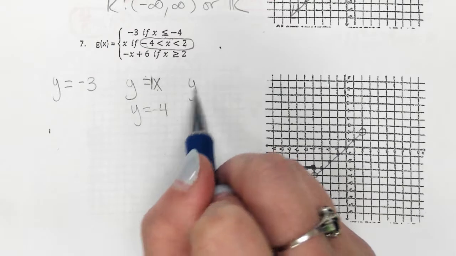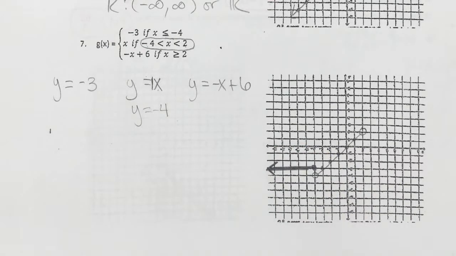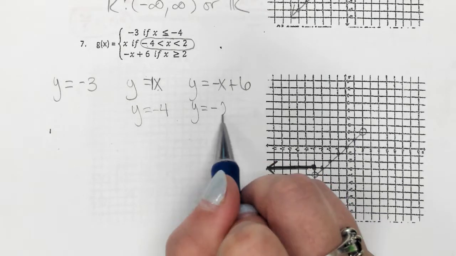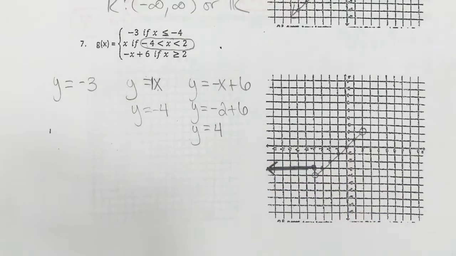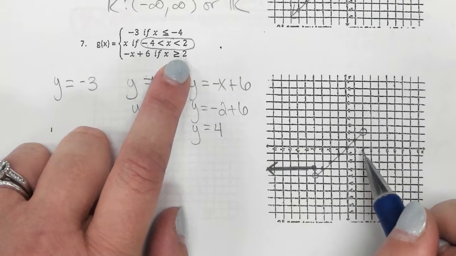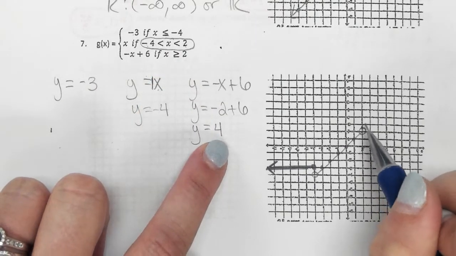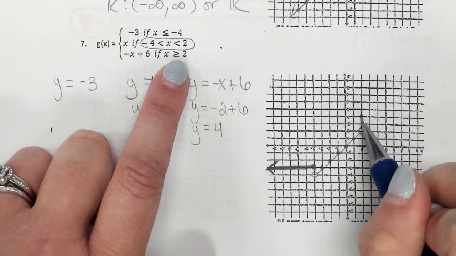Last one. Y equals -x plus 6. Alright, what's the x value it wants you to plug in? 2. So -2 plus 6, right? Is 4. Alright, your x value is 2. Your y value is 4. And it gets what kind of circle? Closed. There you go.